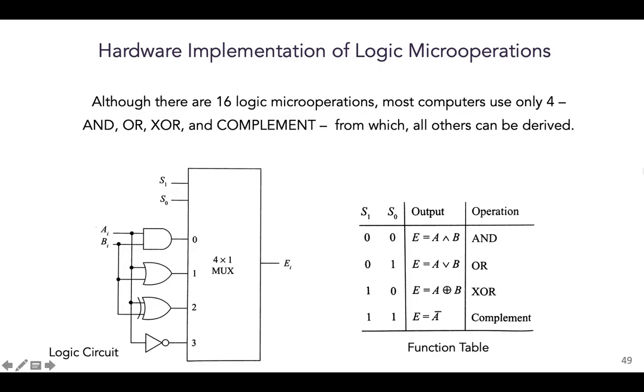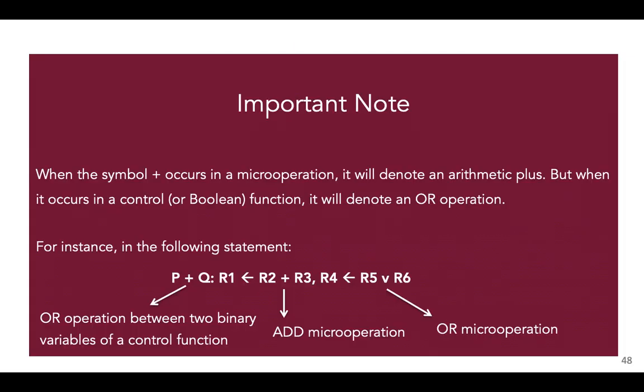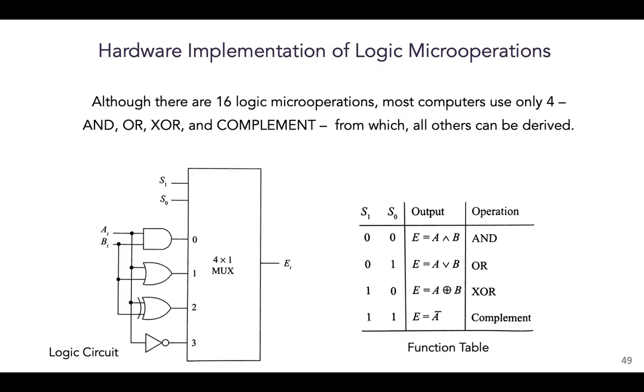Now, returning to our previous conversation, there are 16 total logic microoperations. But most computers use only 4 of them, which are AND, OR, XOR, and complement, because from these four basic logic microoperations, all others can be derived. And this is the circuit that will allow you to perform all these four basic logic microoperations. All others can be simply derived by various combinations of these.